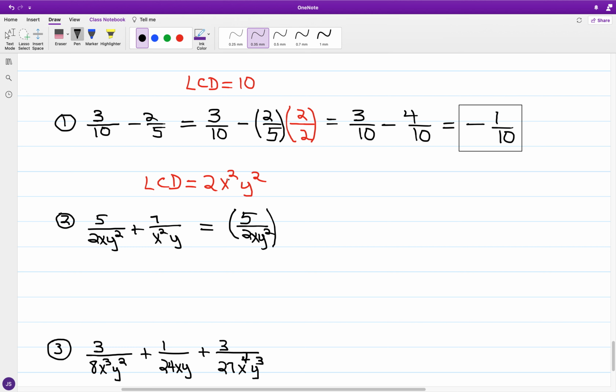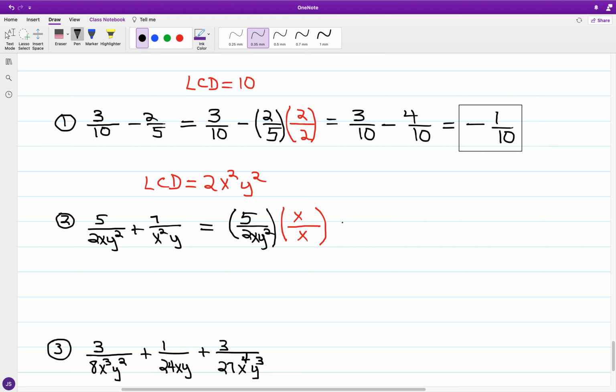And in the case of 5 over 2xy squared, okay, so you have 2xy squared into 2x squared y squared. We already had the 2. X will go into x squared x times. Y squared is already present. So the first ratio had to be multiplied by 1 in the form of x over x in order to raise the denominator, where we have inclusive of the second degree in x.